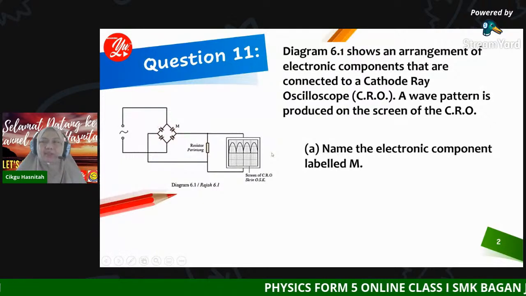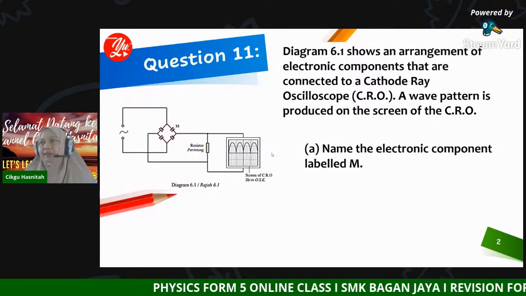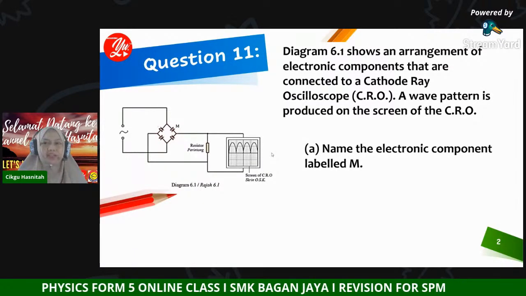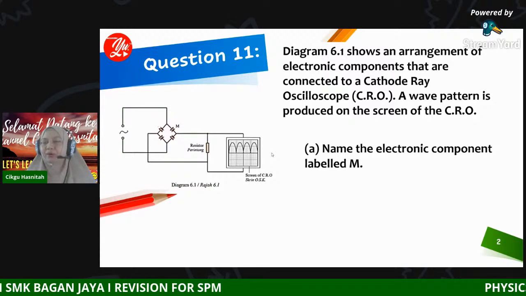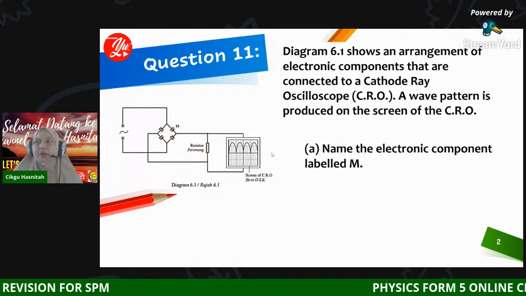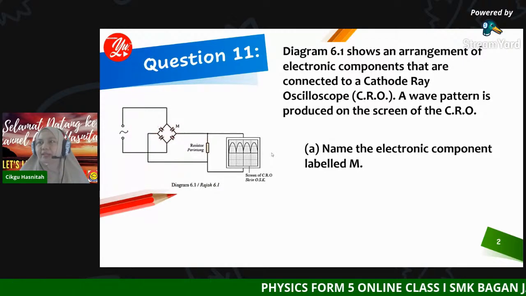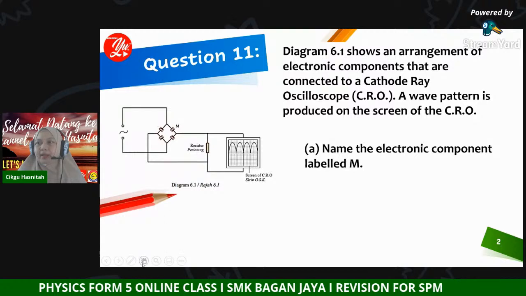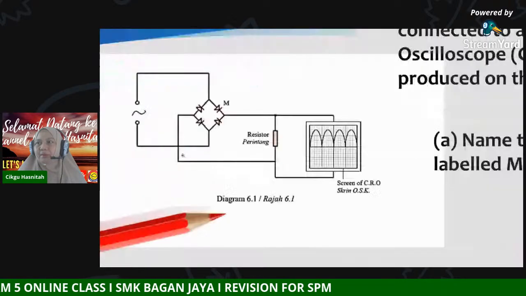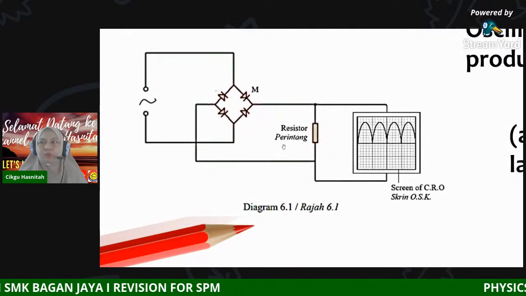Okay, question 11. Can you tell me which chapter this is? Oh, Tat Guan, hello, thank you for identifying yourself. For question 11, you are given diagram 6.1. I zoom the diagram for you. So this is diagram 6.1.